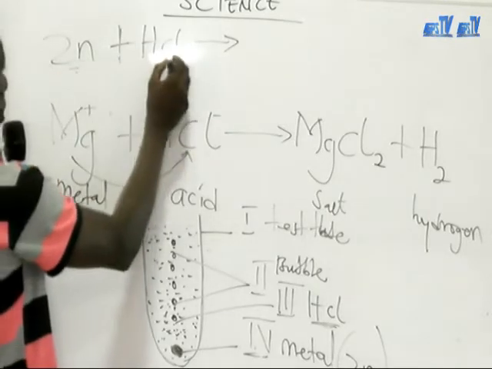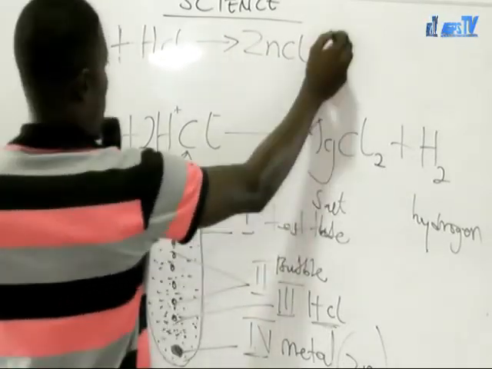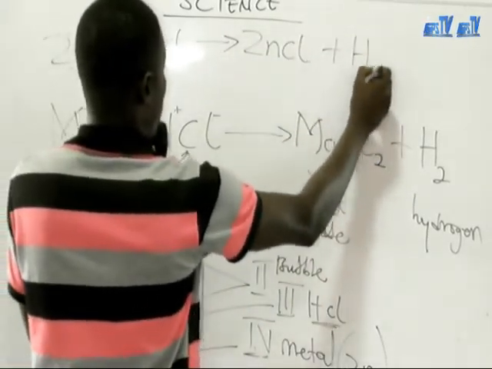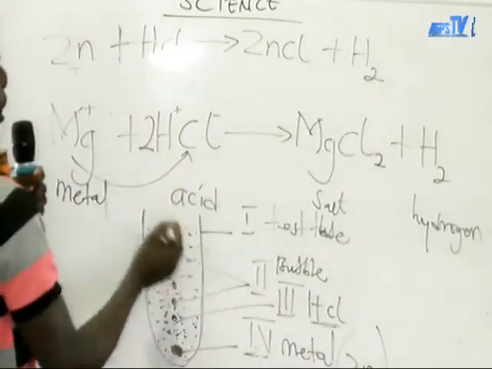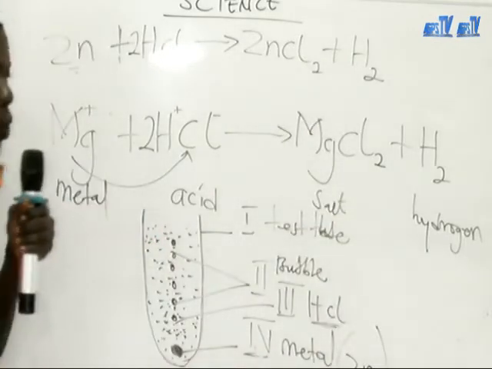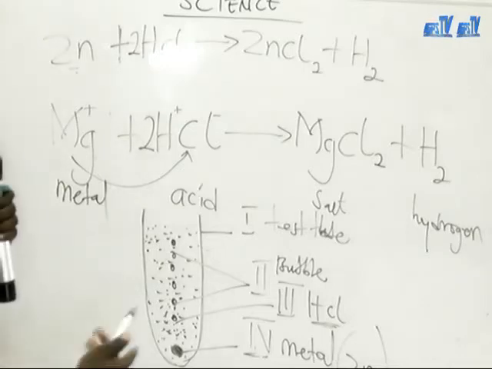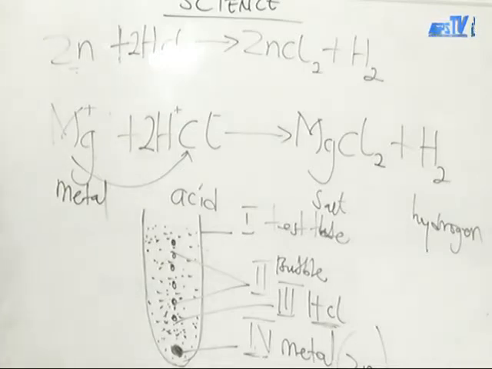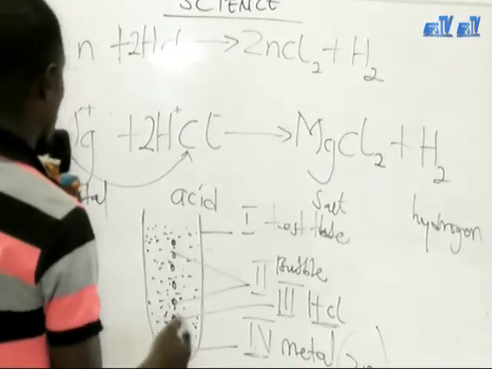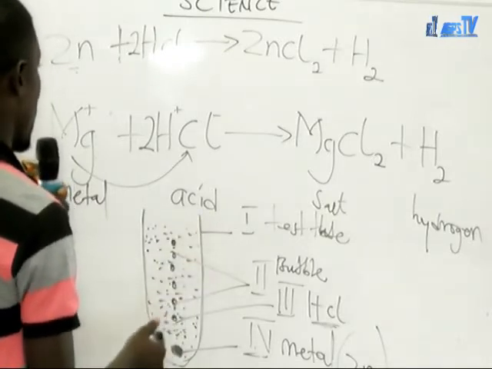So let us go back and balance this chemical equation. Now this will take this. So we have zinc chloride plus H2. After that, you write 2 in front of this HCl, so that the equation can be balanced. If you want to know that an equation is balanced, you have to count the number of atoms at the left-hand side. After that, you count the number of atoms at the right-hand side. That will tell you that the equation is balanced.